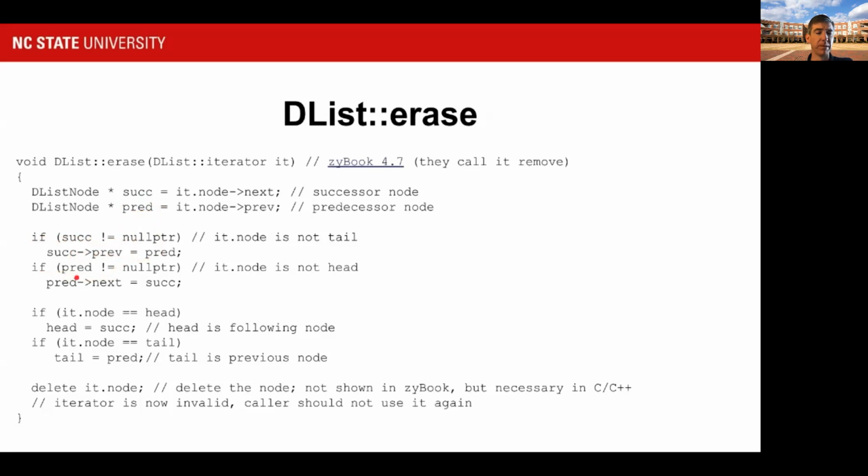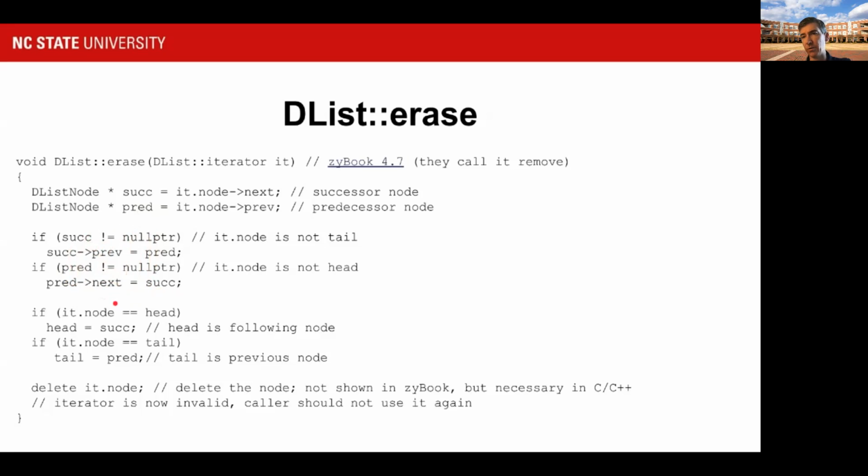Okay, and then similar, if the predecessor is not null, in other words, if the node I'm removing is not the head, then that means there's a node before it, and I should set its next field to point to the successor of the node I'm removing. Okay, so this takes care of that middle case. And these guarding ifs just make sure that I'm not at the head or the tail and about to access a null pointer. So this takes care of the middle case.